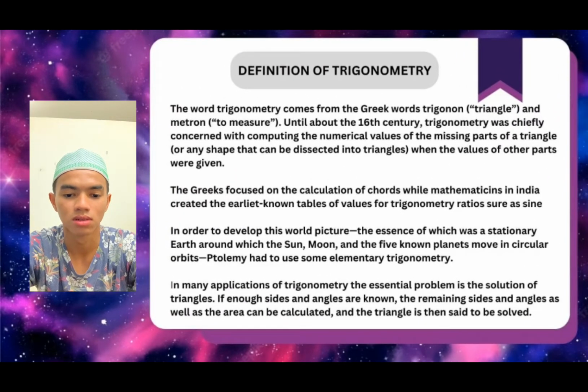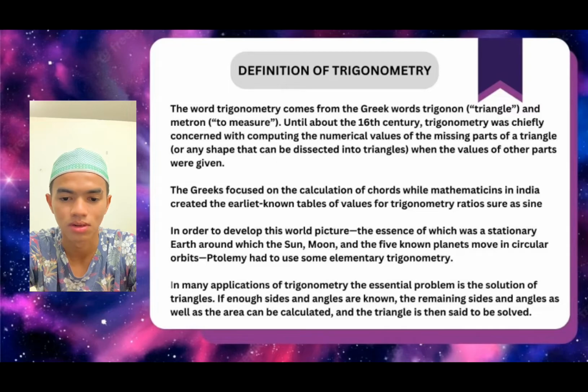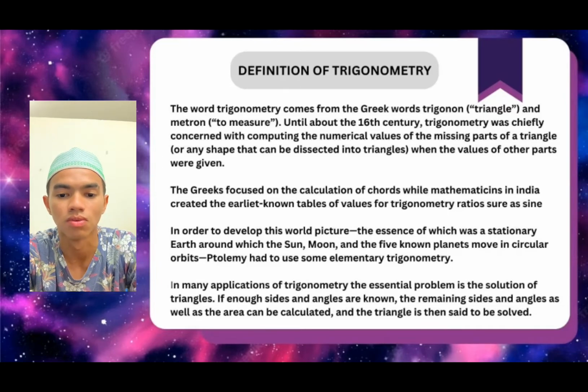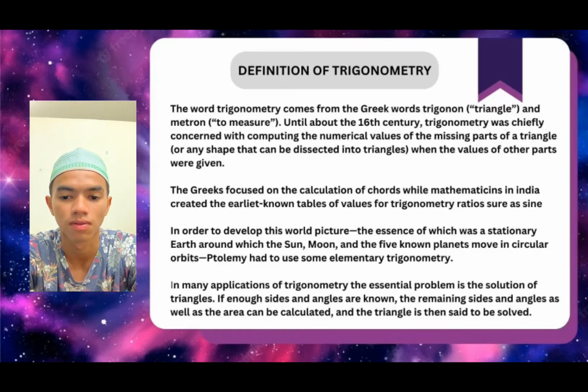The word trigonometry comes from the Greek words trigonon, meaning triangle, and metron, meaning measure, from about the 16th century. Trigonometry was chiefly concerned with computing the numerical value of the missing part of a triangle or any shape that can be dissected into triangles.